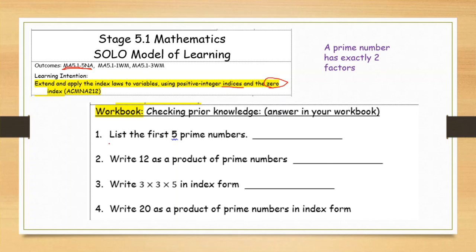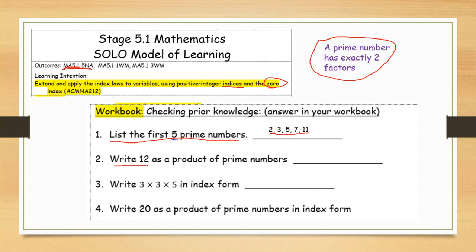List the first 5 prime numbers. A prime number has exactly 2 factors. So the first number is 2. First prime is 2, then 3, 5, 7, and 11. 1 is not a prime number. It has 1 factor.